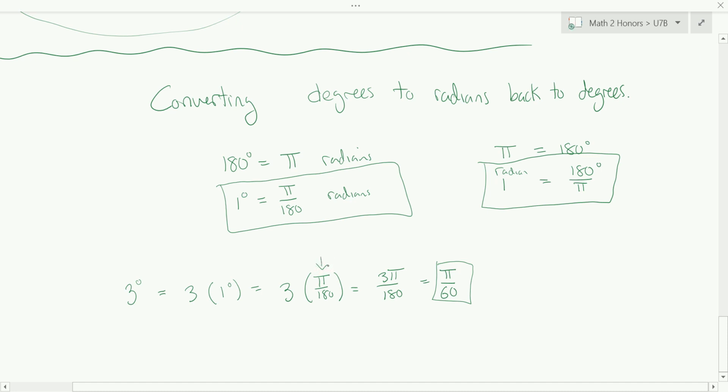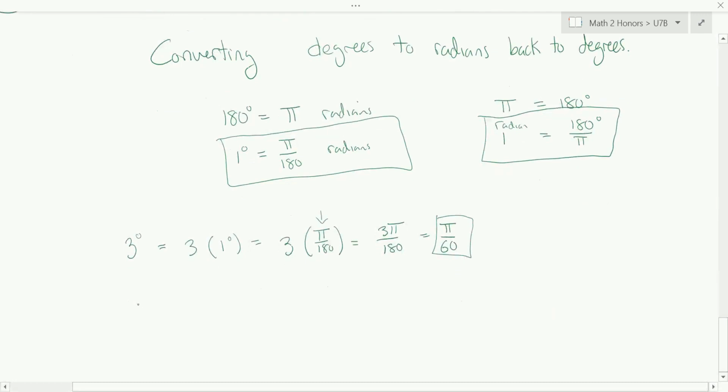If I wanted to go the other way and say I have 2 radians and I want to change it to degrees, well, this is the same thing as 2 times 1 radian. I'll put rad for radian, okay? And 1 radian is 180 degrees over pi. That gives me 360 degrees over pi as an answer. So now I've converted to degrees. So 2 radians is 360 over pi degrees.